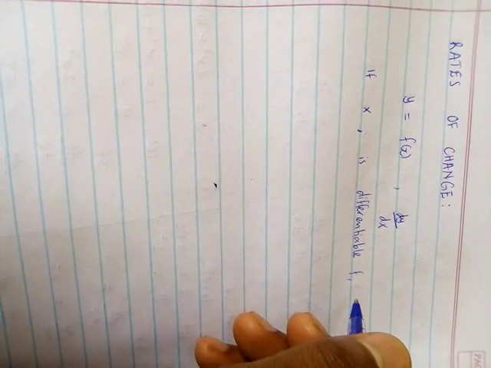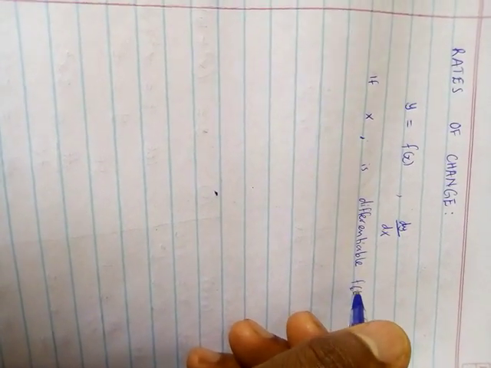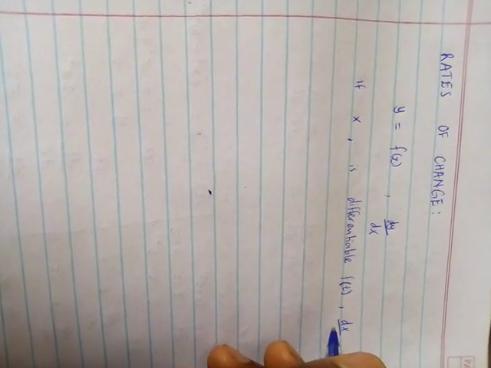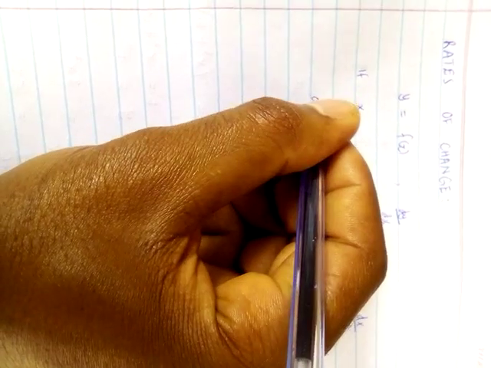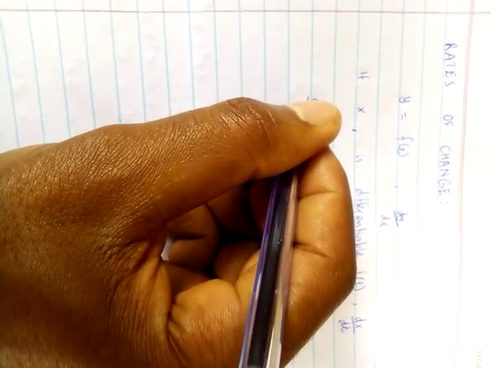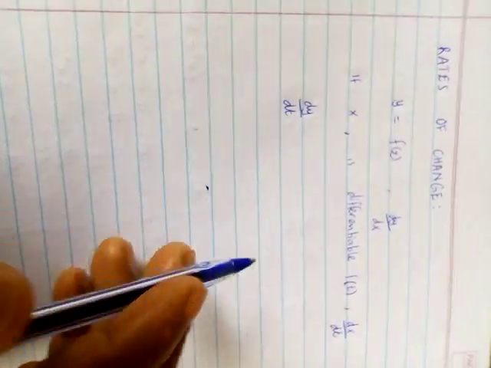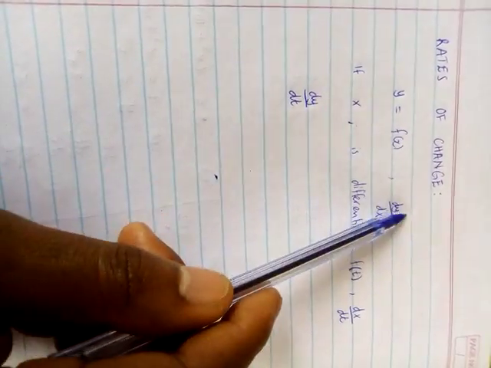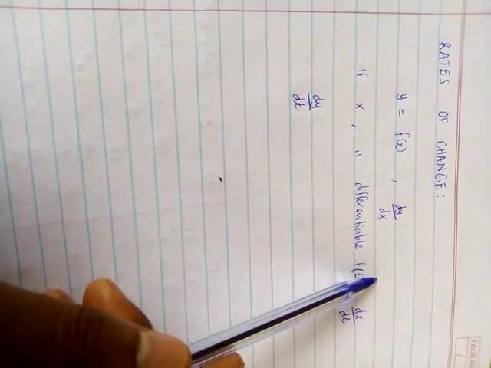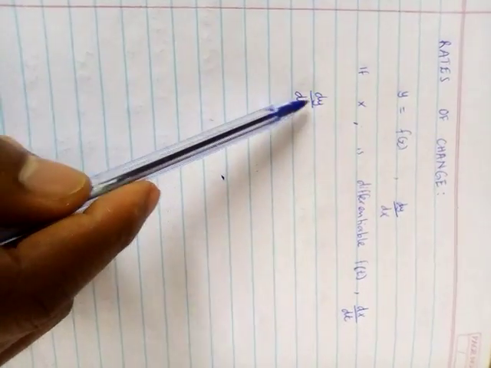Maybe I can call it t. In other words, dx/dt exists. Then I have the audacity to talk about dy/dt. Since y is a differentiable function of x, dy/dx exists, and x is a differentiable function of t, then dy/dt exists.